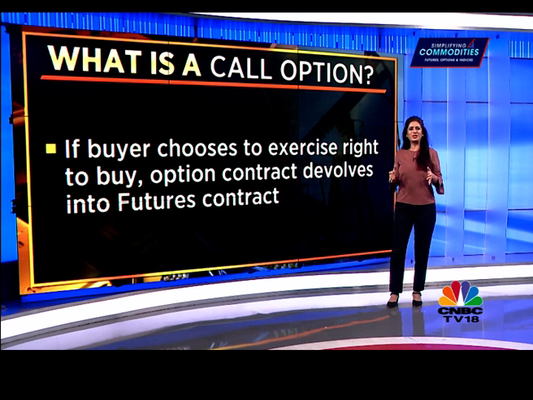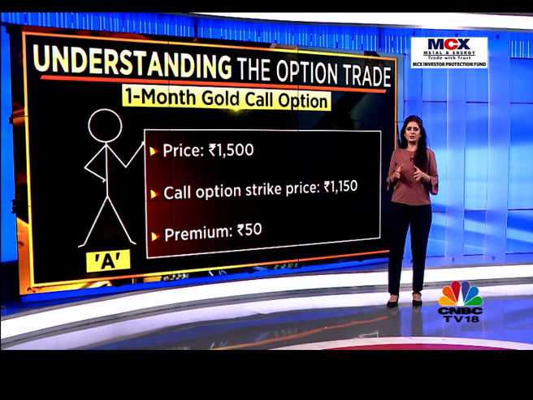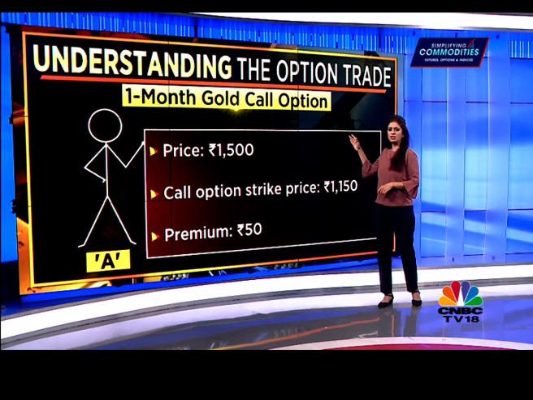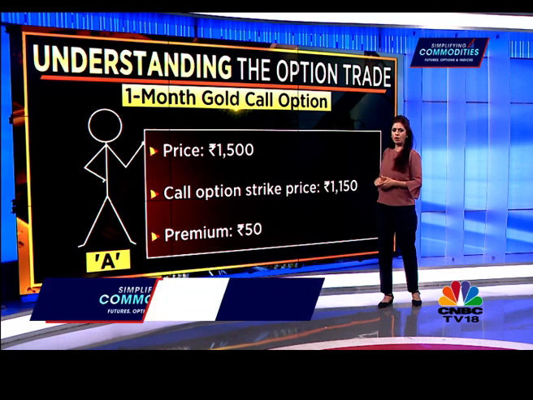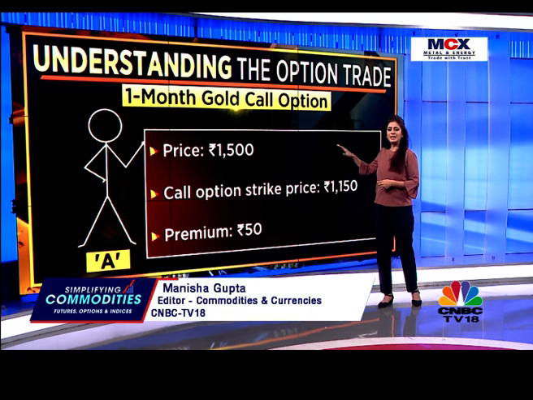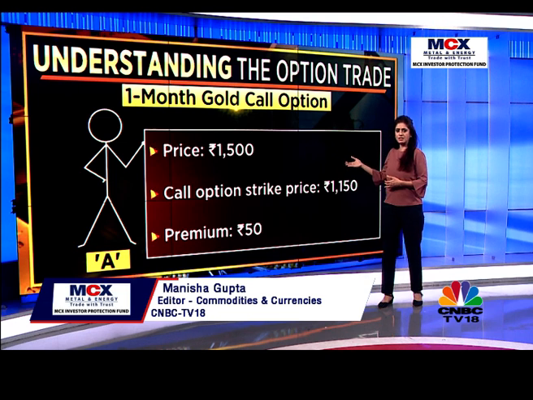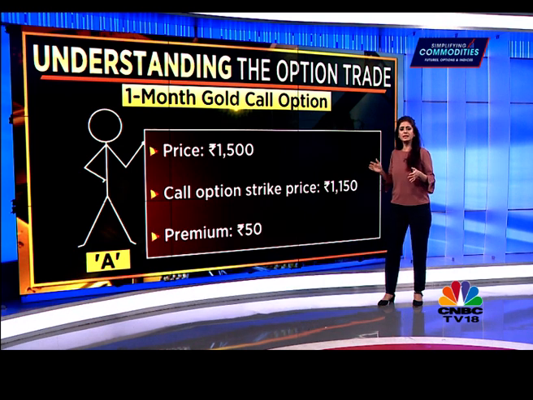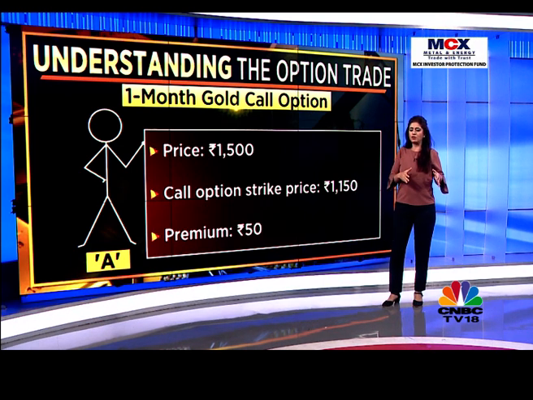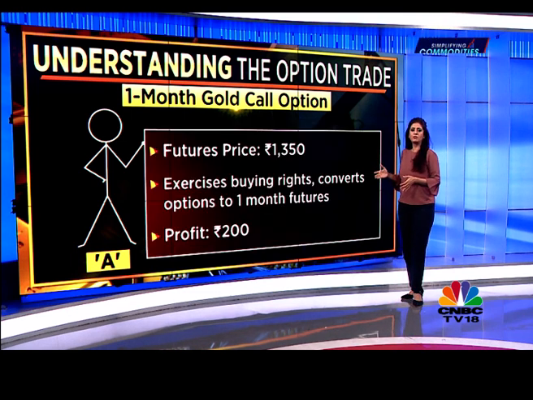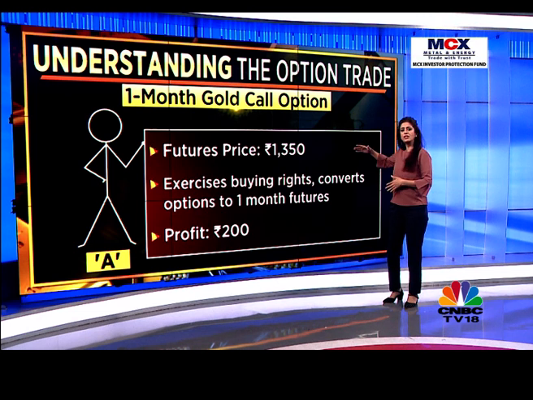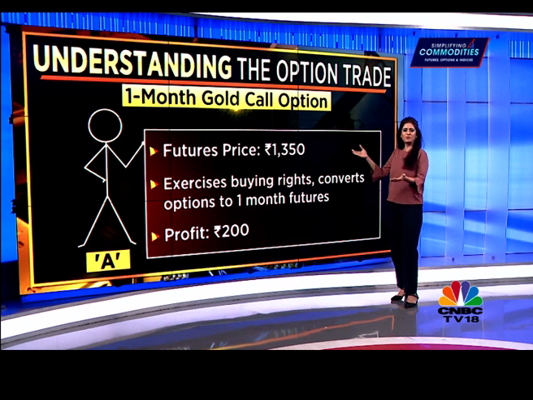Let us understand commodity option pricing, especially a call option, with an example. Suppose trader A is bullish on the prices of 1-month gold futures currently trading at Rs 1500 per lot, expecting the prices to rise. He enters into a 1-month gold option at a strike price of 1150 and pays a premium of Rs 50 to the underwriter of the options contract. On the day of contract expiry, the prices of 1-month gold futures trade at 1350. A will go ahead and exercise his buying rights and convert the option to a 1-month futures contract at the strike price, making a profit of 200 rupees.